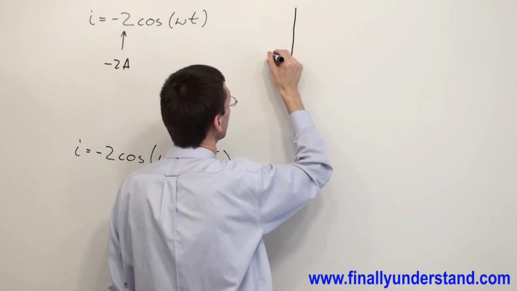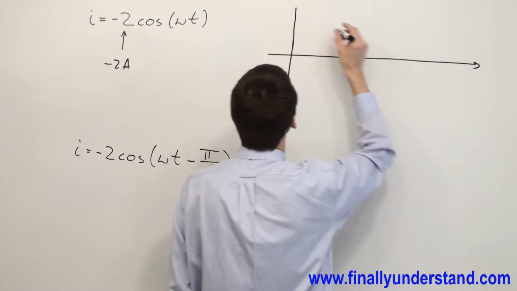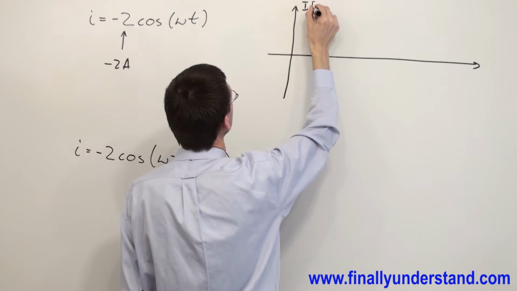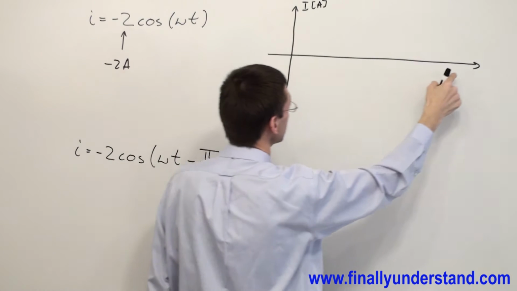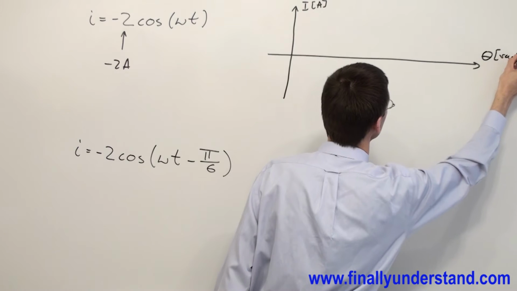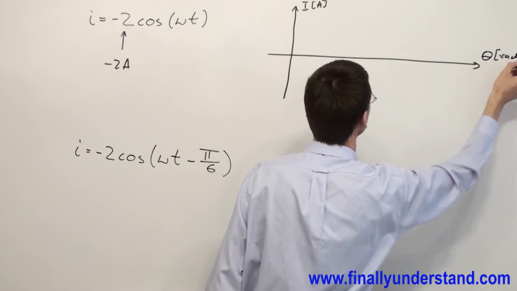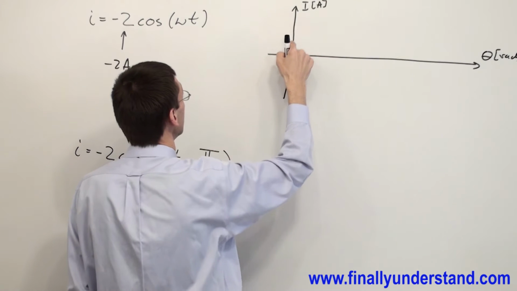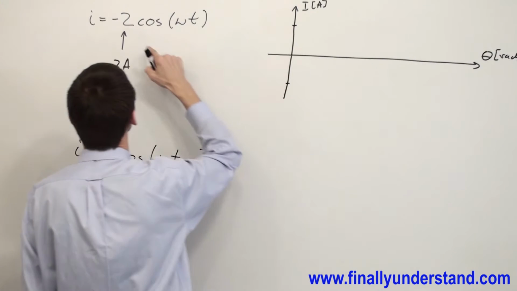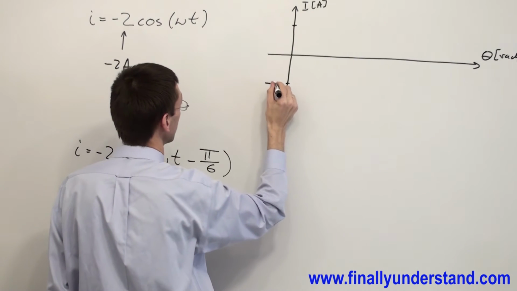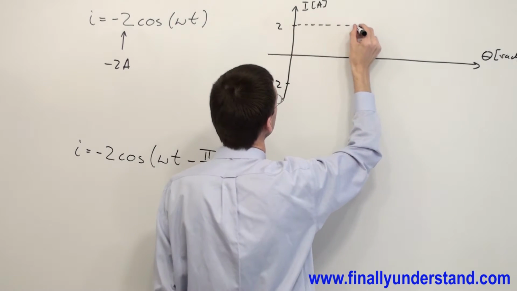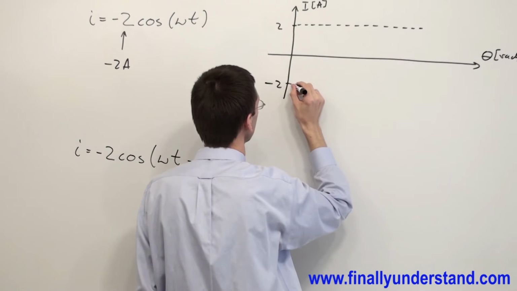Remember, the y-axis represents my current. Current is measured in amps. The x-axis represents the angle measured in radians. On my y-axis, I have to mark my peak values, minus 2 and 2. I'm going to draw the dashed lines in order to make the graph look symmetrical.